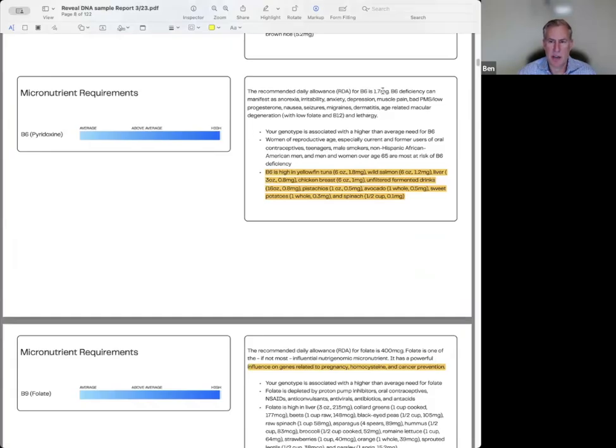It again gives you the target amount. It can manifest in deficiency in anorexia, irritability, anxiety, depression, muscle pain, PMS, low progesterone, nausea, seizures, migraines, dermatitis, age-related macular degeneration, and lethargy. So this person has a higher than average need for B6. You can read a little bit more about it here.